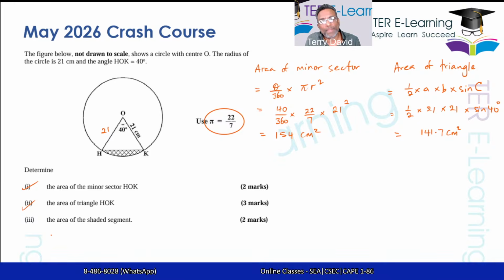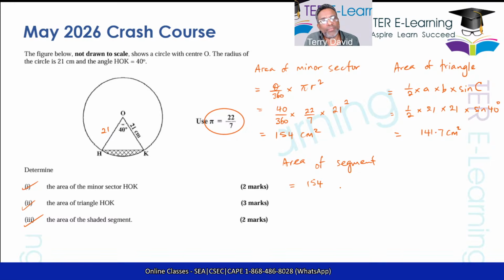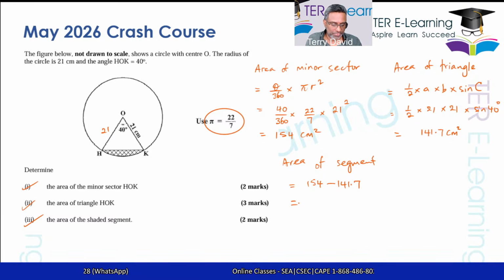So that's 154. The next thing they want is the area of the shaded segment. If you want the area of the segment, it is simply going to be the area of the sector, 154, minus the area of the triangle. So that's 154 minus 141.7, and you're going to get 12.3, and that's going to be cm squared. So this is a nice question if you get something like this involving a sector.